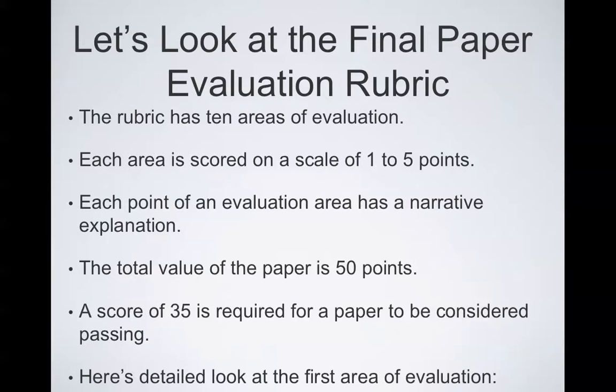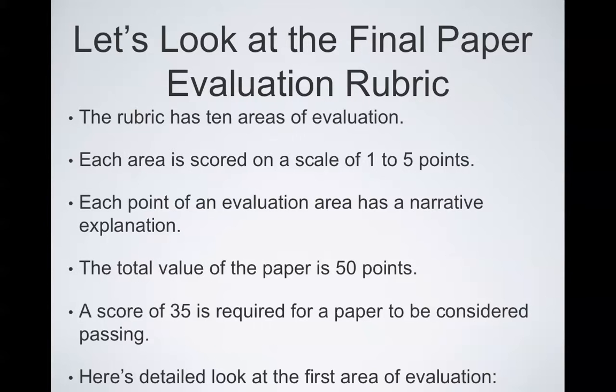So let's take a look at the final paper evaluation rubric. The rubric has 10 areas of evaluation. Each area is scored on a scale of 1 to 5 points. Each point of an evaluation area has a narrative explanation. The total value of the paper is 50 points. A score of 35, which is a C-, is required for the paper to be considered passing.